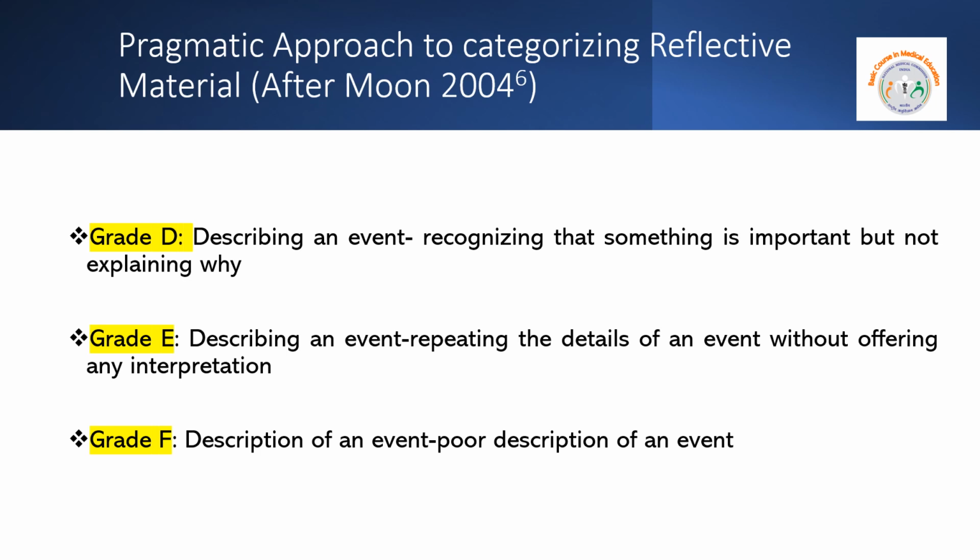Now, grade D, describing an event, recognizing that something important has happened, but not explaining why it was important. Grade E is describing an event, repeating the details of an event without offering any interpretation. And grade F is description of an event in a very poor way, so poor description. So in this way, Moon has assessed the reflection.